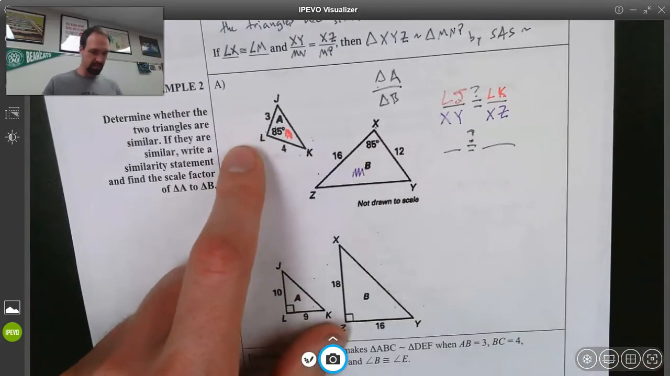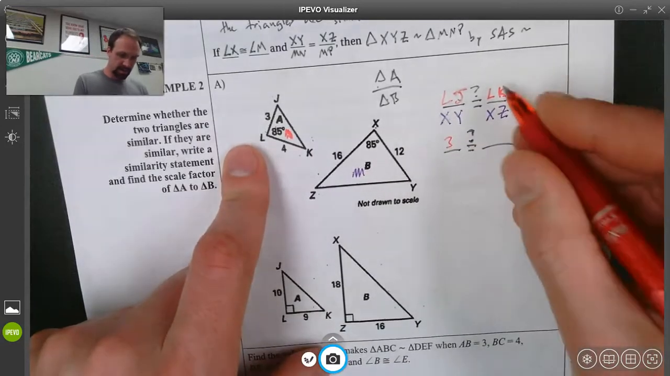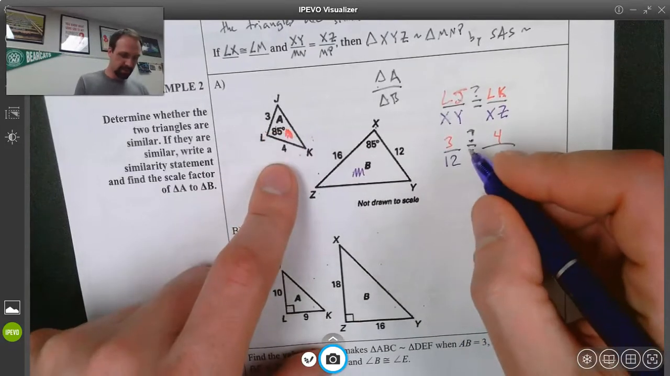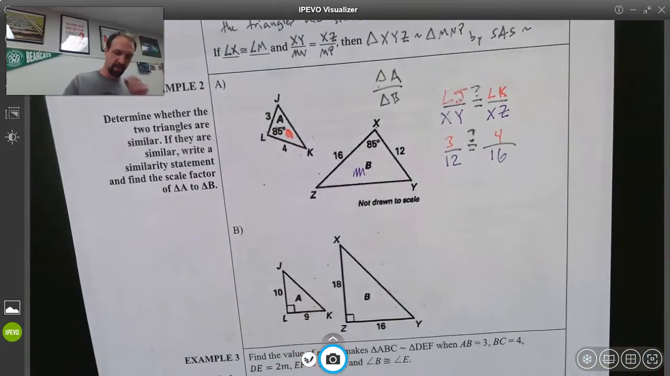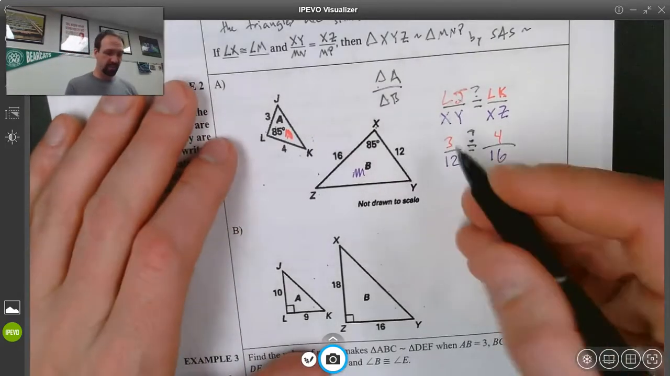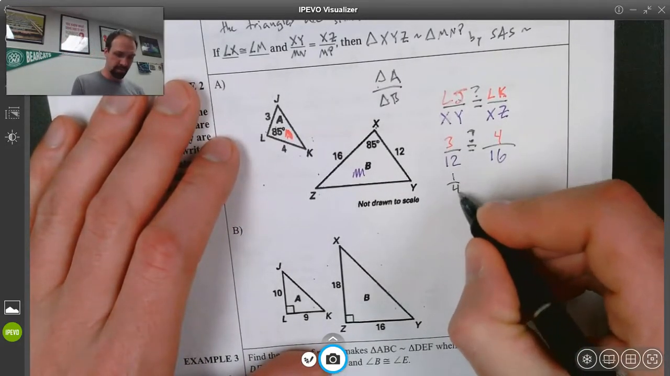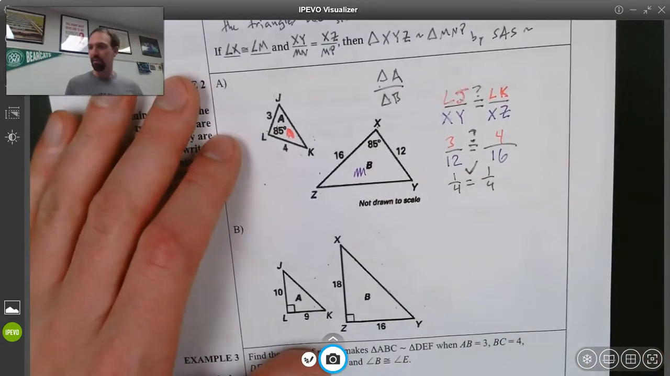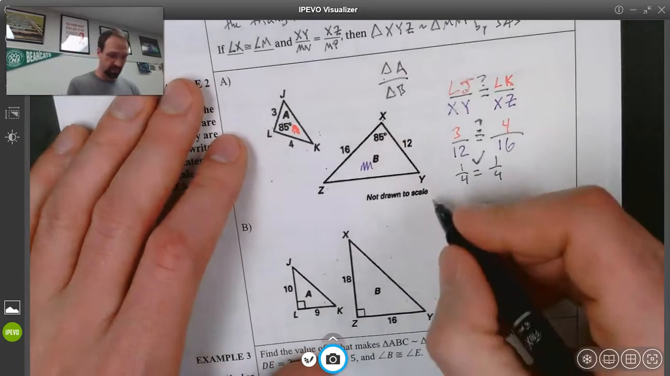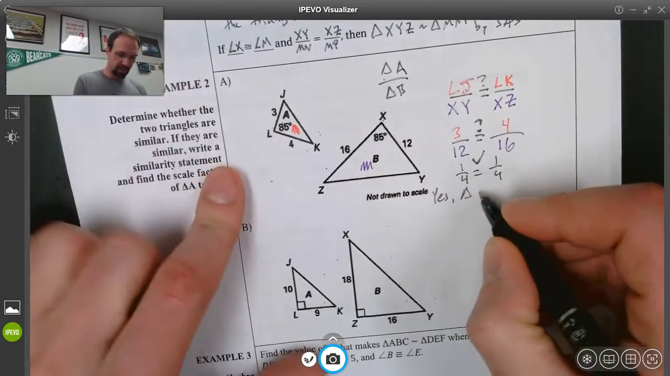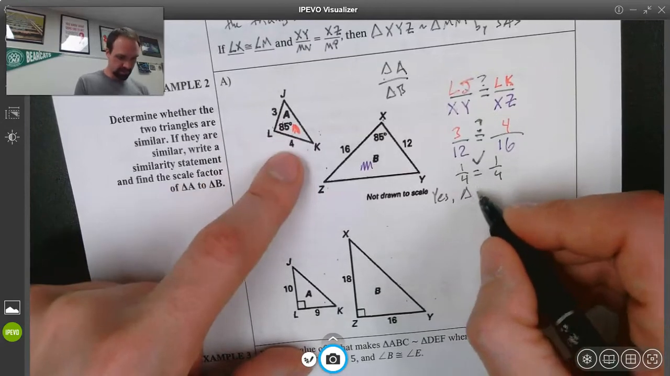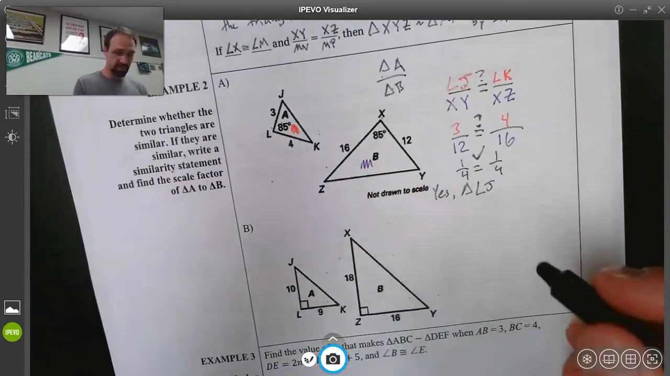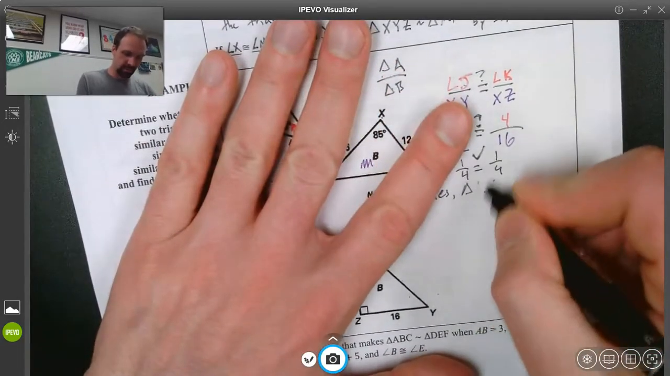So LJ is 3, and LK is 4, XY is 12, XZ is 16. So now I'm saying, do these two reduce down to the same thing? 3 goes into 3 and 12, so that's going to be 1/4 equals 1/4. So yes, this is true. Because that's true, I know that these are similar. So yes, triangle JKL, you can go in alphabetical order here.